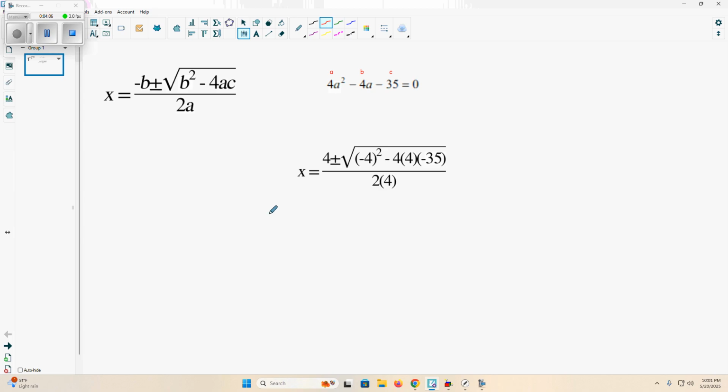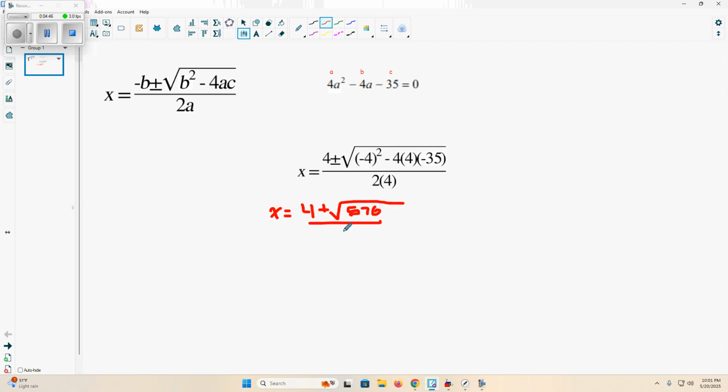Okay, I look at this, one of the roots, and I didn't write the letter a from here. I didn't want to confuse you with that a, but one of the roots is going to be 4 plus the square root of this. Well, negative 4 quantity squared is 16, minus, you have 4 times 4 times another negative. So this negative and this negative are positive. So you put that in, it works out to 576.